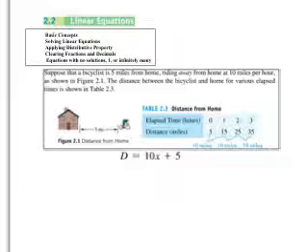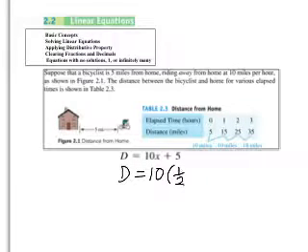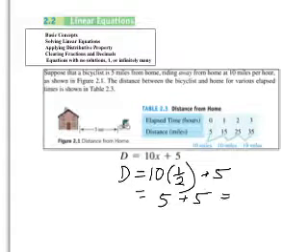Now that we have the formula, we can figure out no matter how much time has elapsed. So, for instance, in a half hour, how far would he go? So, let's see. D equals 10 times 1/2. We could do 1/2, or we could do 0.5, plus 5. So that is 5 plus 5 equals 10. So we go 10 miles. He'd be 10 miles from home in a half hour.